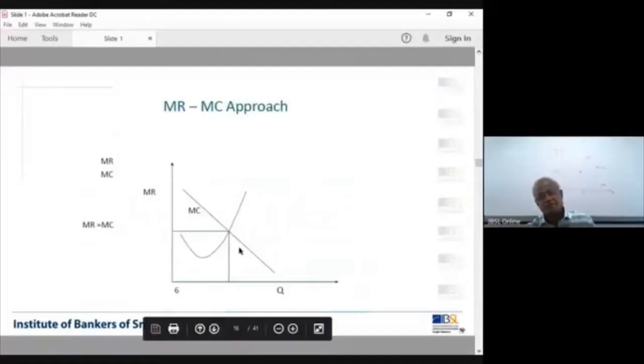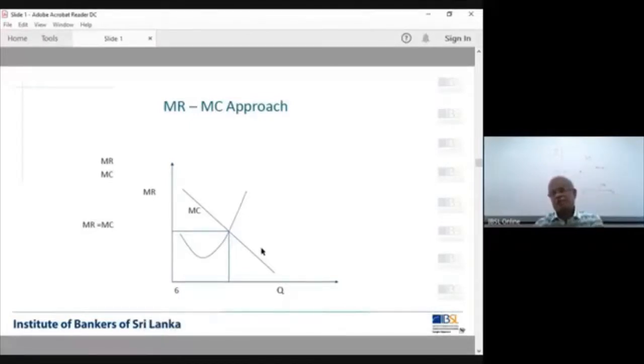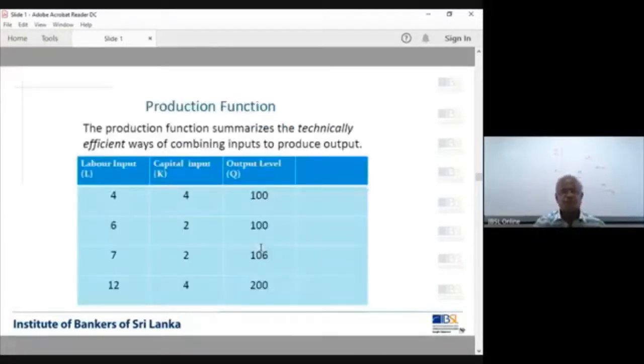This point. So what is the rule? The profit maximizing rule is: profit is maximized when marginal revenue equals marginal cost. Or in other words, the profit maximizing output is shown by when marginal revenue equals marginal cost. Earlier we discussed the TR-TC approach. This is the MR-MC approach.